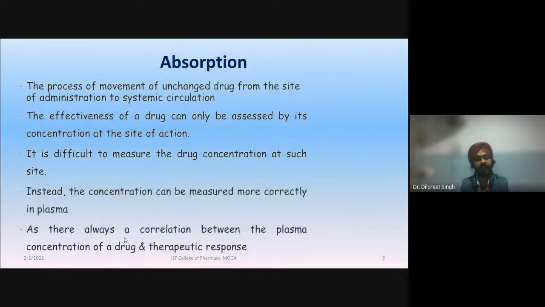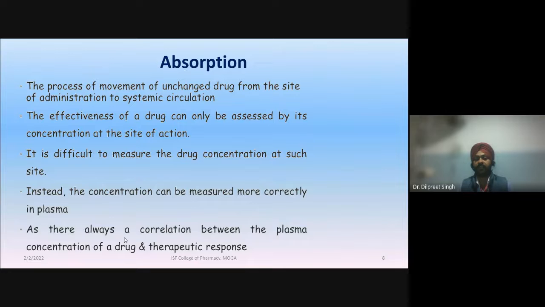Absorption is basically the process of movement of unchanged drug from the site of administration to the systemic circulation. The effectiveness of a drug can only be assessed by its concentration at the site of action, but it is difficult to measure the concentration at such a site, because the drug molecules move inward or outward depending upon the absorption mechanism. The absorption mechanism is quite a tedious thing to study. We cannot determine it through the in vitro or the in vivo route, so it can only be determined by biological assay methods.